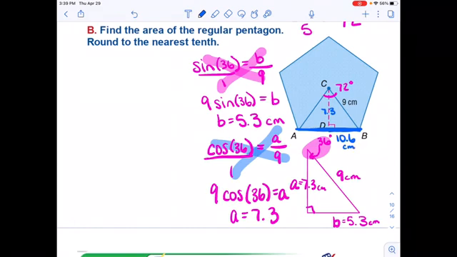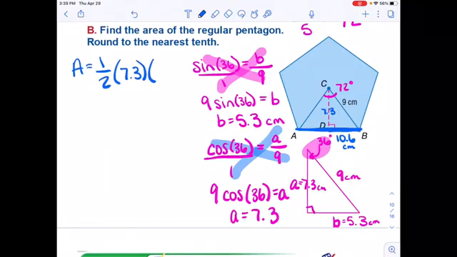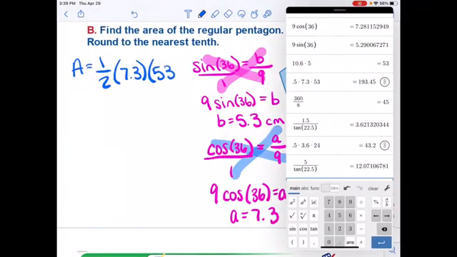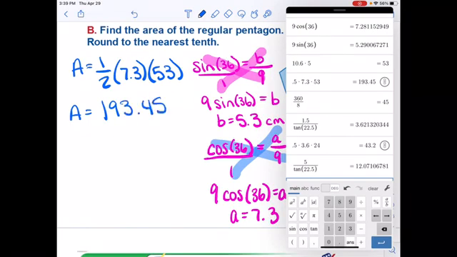And now I have enough information to go ahead and solve. My area is equal to half times my apothem times the perimeter. Now 10.6 times 5, because it is a pentagon, is equal to 53. And then I just solve. So half times 7.3 times 53 is equal to 193.45 square centimeters.